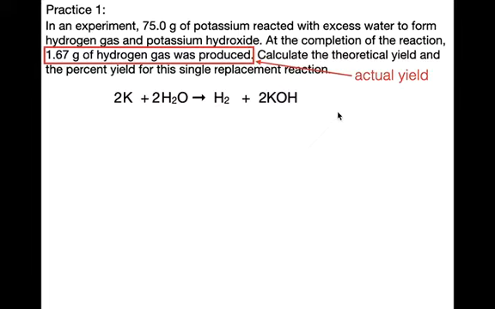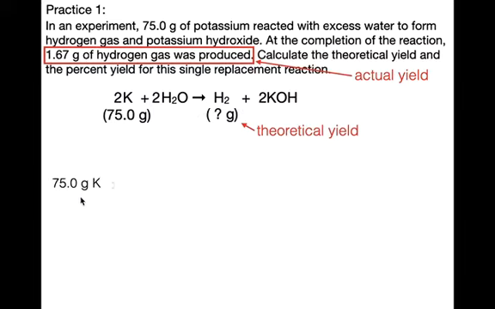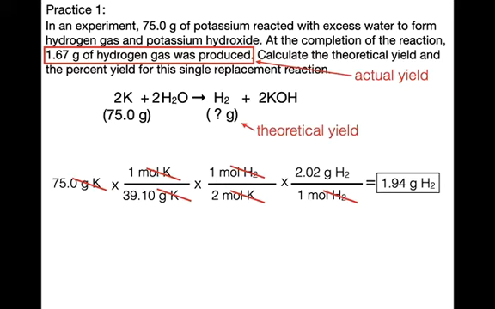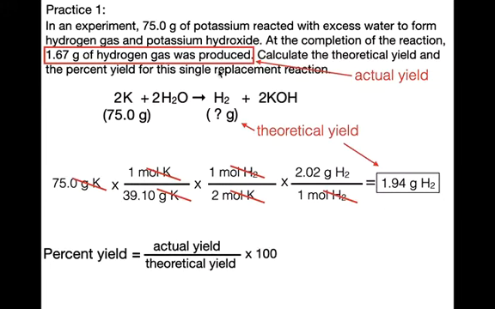Okay, so let's see how you did. We start with 75 grams of potassium, and we need to figure out the theoretical yield of hydrogen gas. So always start with what you're given, converting the grams of potassium into moles, converting it into moles of hydrogen, converting it into grams of hydrogen. So our theoretical yield is 1.94 grams. And then to calculate the percent yield, just take the actual yield that's given in the problem, divide it by the theoretical yield, which gives us 86.1%.